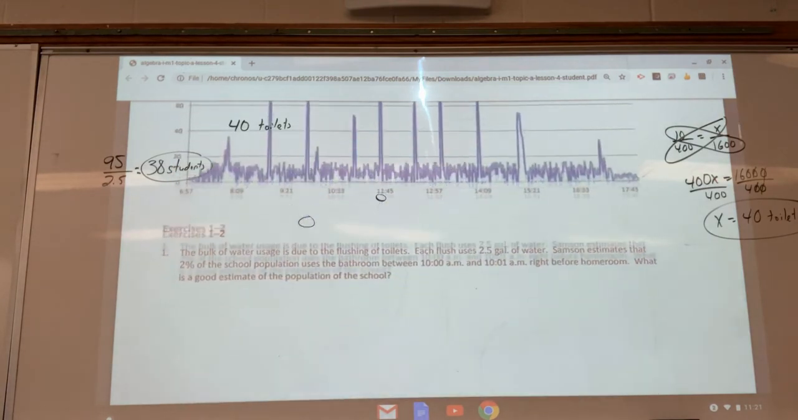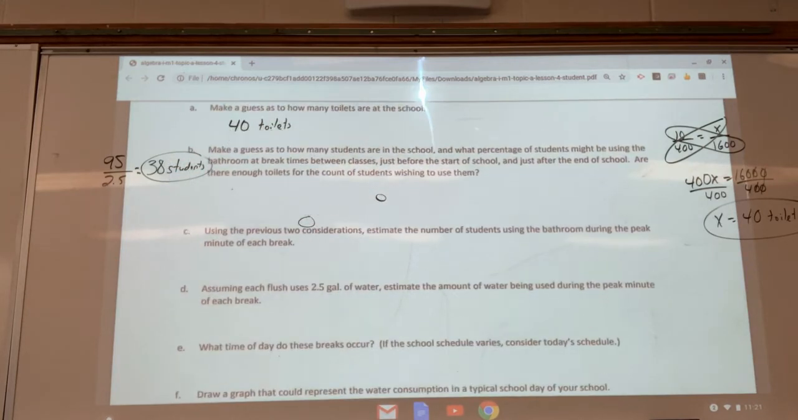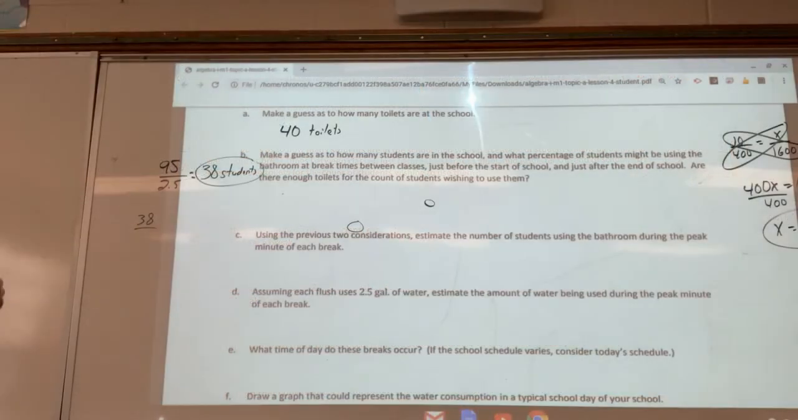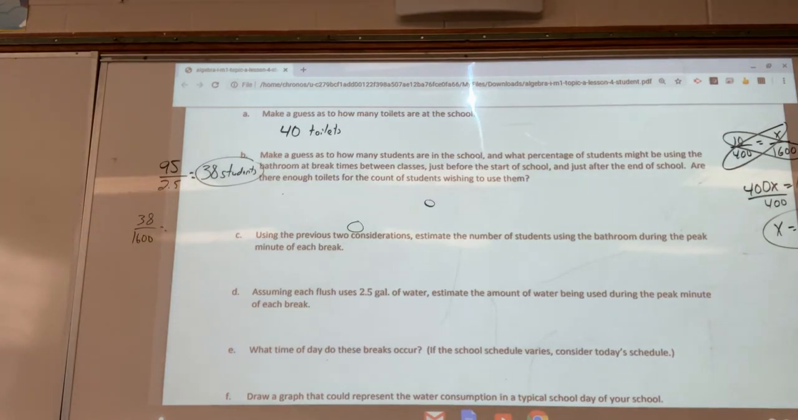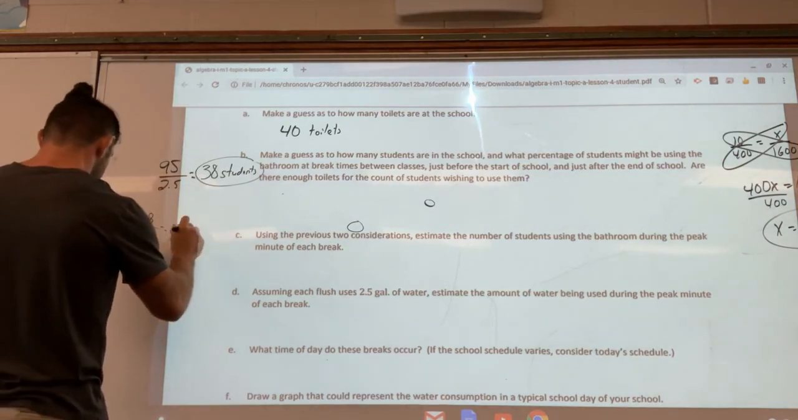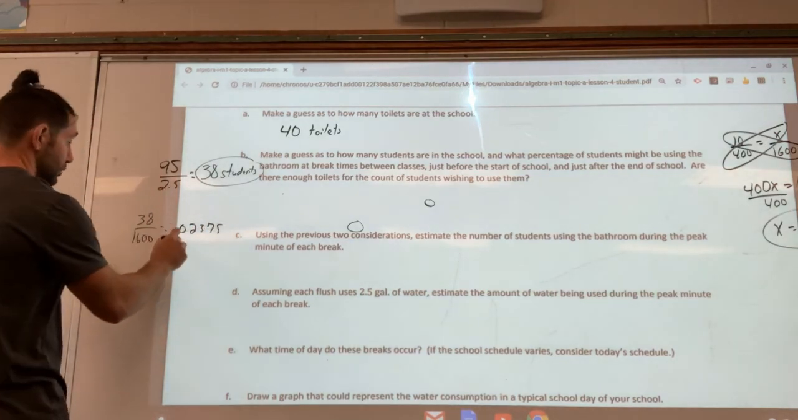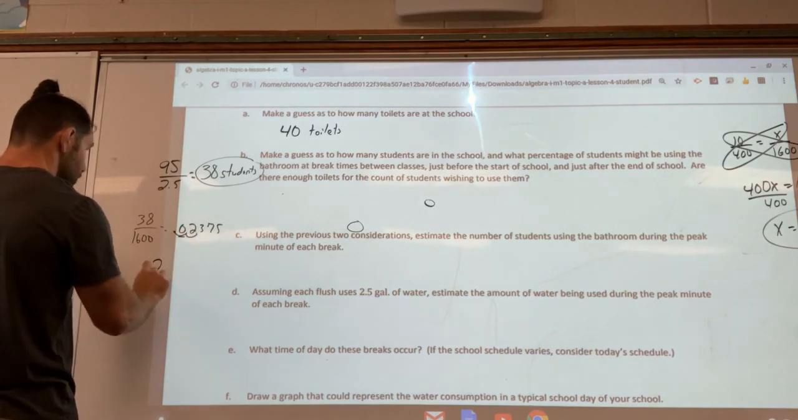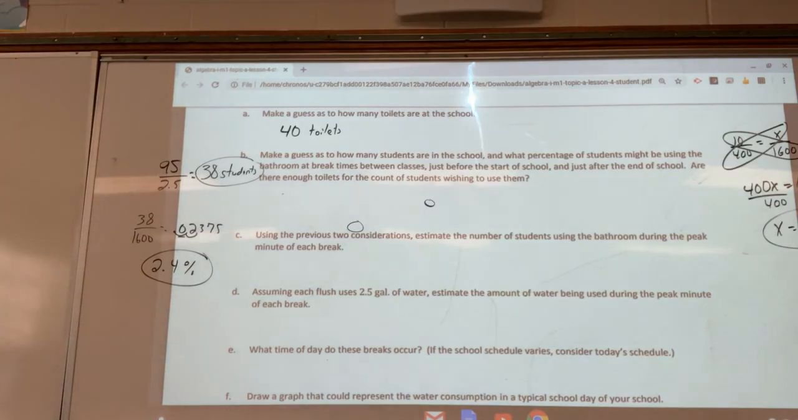Okay? Again, we're all still guessing right now. Are there enough toilets? And what percentage of students might be using the bathroom at break time between classes? So 38 students. So we're going to do 38 divided by 1,600 to figure out the percentage of students. That gives me 0.02375. So again, we know that that's a decimal. It's really by the 100, so we have to move it 1, 2. So let's round it up, 2.4%. So 2.4% of students are using the bathroom between breaks.